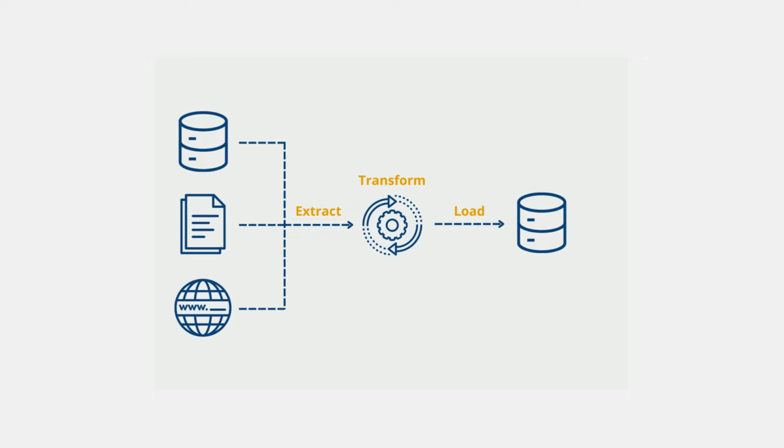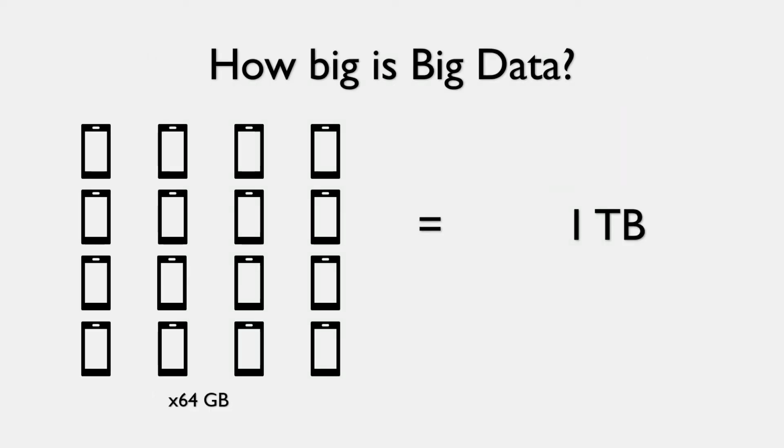However, big data isn't any sort of data. To put things into perspective, consider the following example. How big is big data? You have 16 64 GB iPhones, and that together make 1 terabyte. And any instance of big data may range up to thousands of terabytes. That's like 16,000 iPhones. And how do you perform ETL on such a large data set? The simple answer is Hadoop.